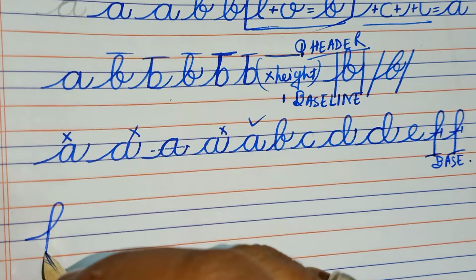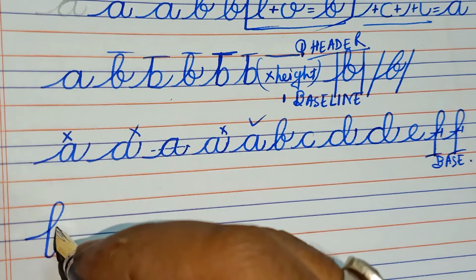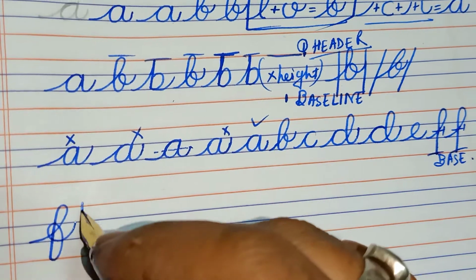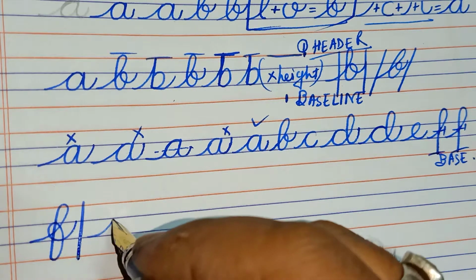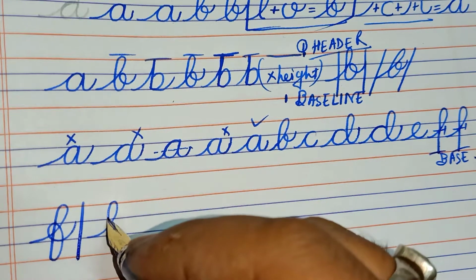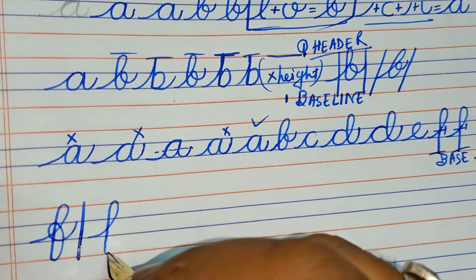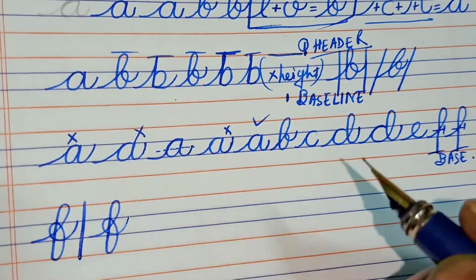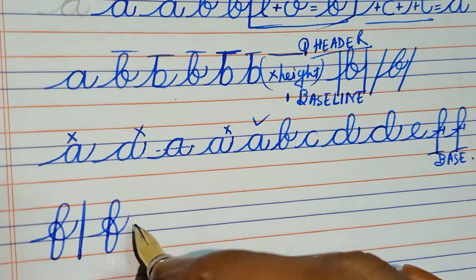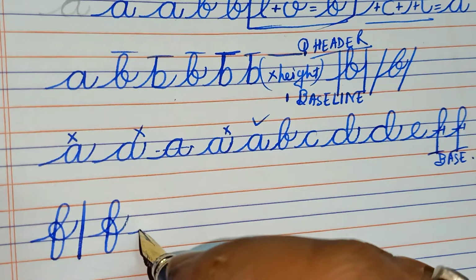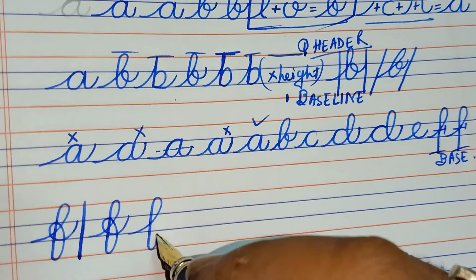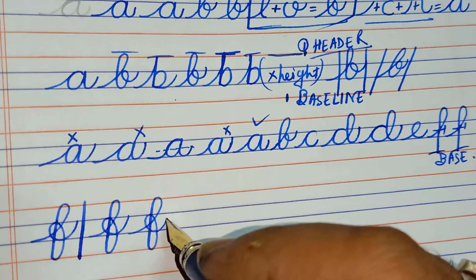Just follow it, it will just turn it here. Okay, make it straight up, make it oval shape, straight down, up, and this way. I'm writing it again. Okay, and this way.